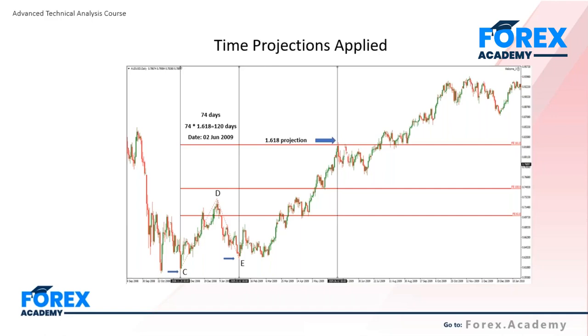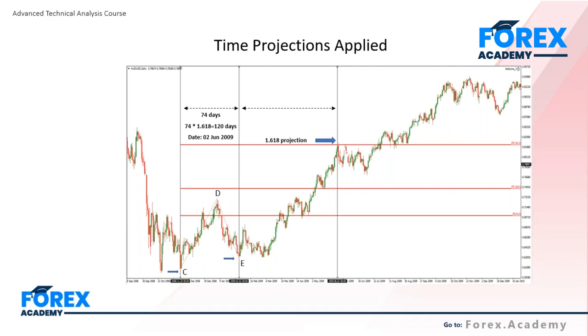And you can see at what point price action intersects that time goal day over here. So to recap, we take the low at C and E, we calculate the distance in days, it's 74, multiply 74 by 1.618, project the total 120 days from point E, and it gives us our 1.618 projection.